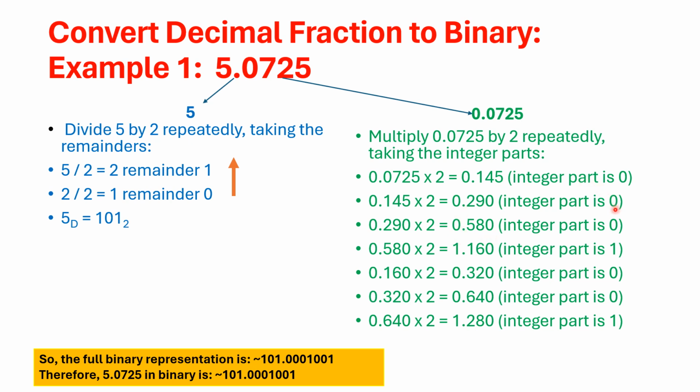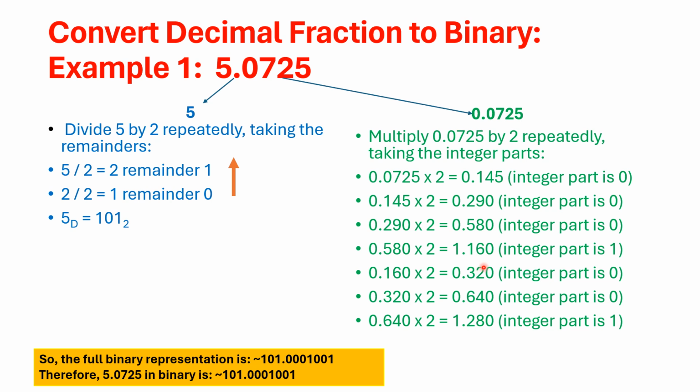Now 0.580 multiplied by 2, then our answer is 1.160. This time our integer part is 1. So we write our integer here, this 1. And our fraction part is 0.160.